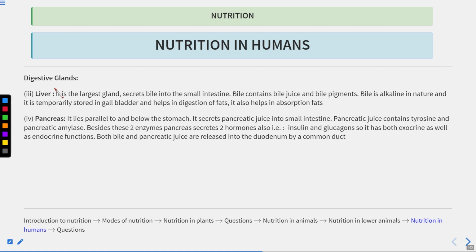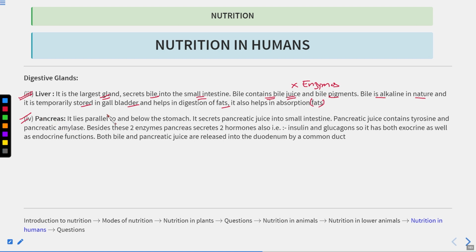Now, another digestive gland is the liver. So these are all primary digestive glands. The liver is the largest gland and it secretes bile into the small intestine. Now bile contains bile juice and bile pigments. But it doesn't contain any enzymes. So no enzymes are present. Bile is alkaline in nature and it is temporarily stored in the gallbladder, and it helps in the digestion of fats and also in the absorption of fats.